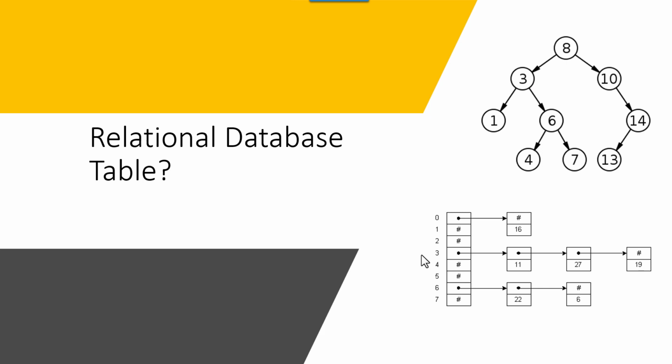So do you think any of these are relational tables? For instance, would this structure here satisfy as a relational table? My general feeling is no, that looks more like a tree, so I'd rule that one out. This second one here is closer to looking like a relational table, but it definitely doesn't have rows and columns. It's more like a linked list hash table-ish thing, so that's definitely not a relational table either.